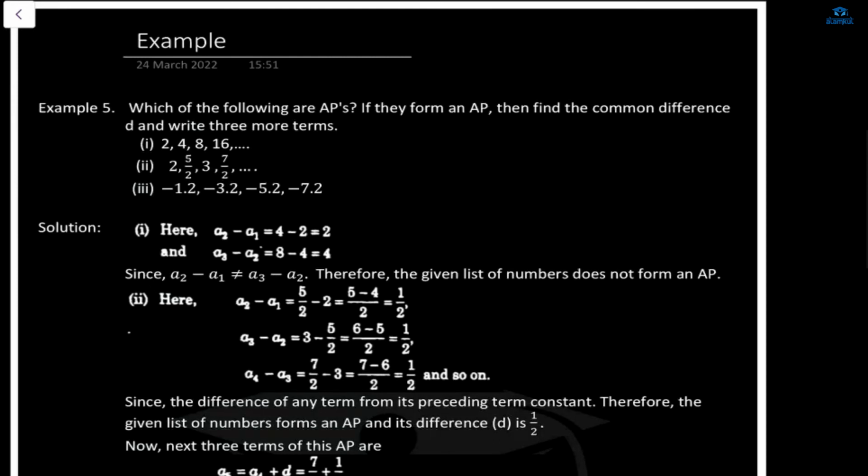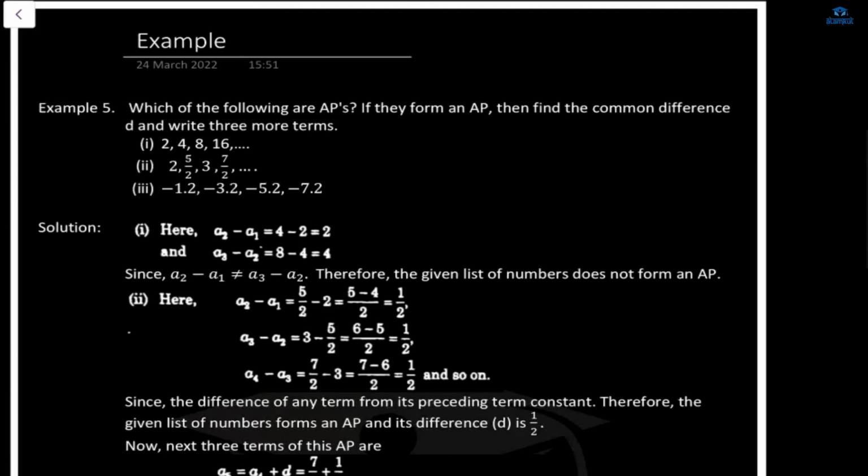Example: which of the following are APs? If they form an AP, then find the common difference D and write 3 more terms. Now it is asking you to check among these questions which of them form an AP. For checking which of them are in AP, we need to find the common difference. If it is the same for all the terms, then it is in AP. And if they form an AP, then find the common difference D and write 3 more terms. So you'll get the common difference and we have to find 3 more terms.